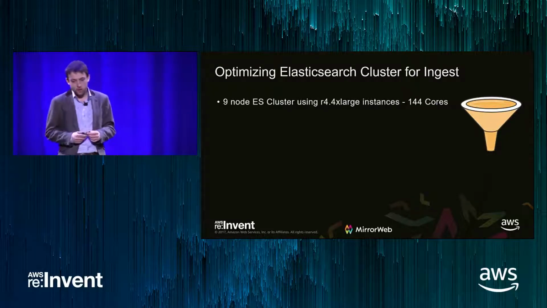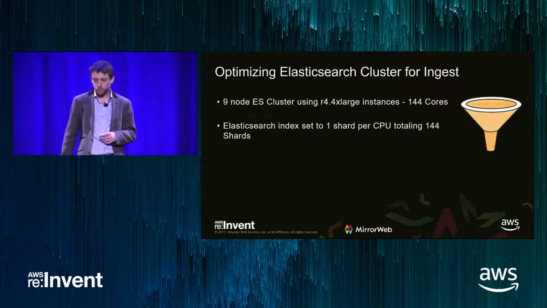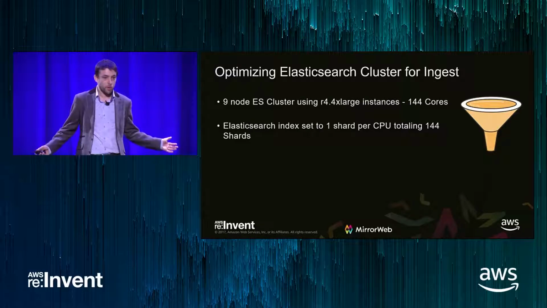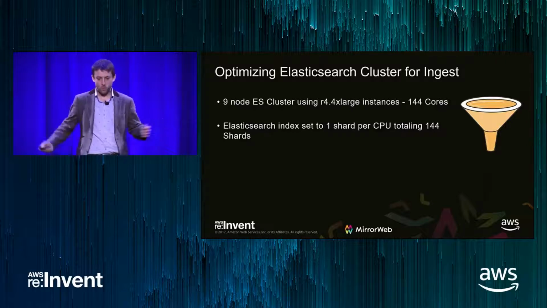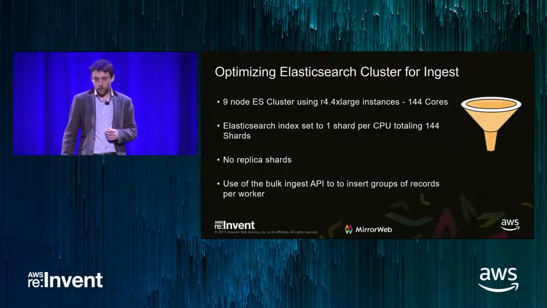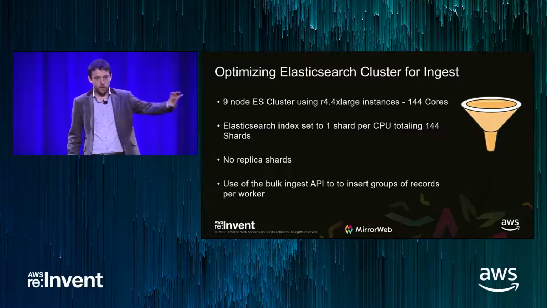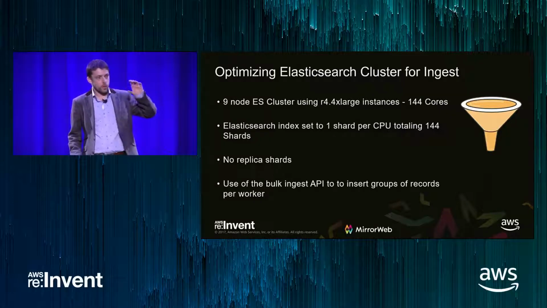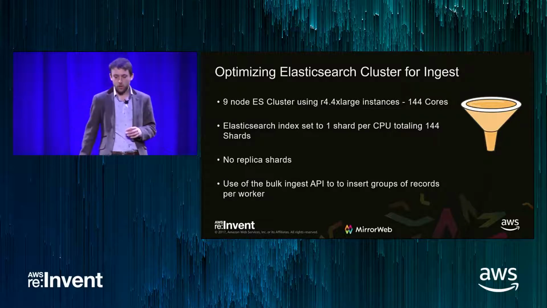I ran a 9-node ES cluster with R4 4x large instances, giving us 144 cores across the cluster. I set the sharding to be 1 shard per CPU. To be honest, it was a bit of a guess, and it worked. But the first few times, we took it out when we had fewer shards. I had no replica shards for the ingest because that slows things down. And then we used the bulk ingest API of Elasticsearch to chunk the data in. I think we chunked it into 2 meg chunks. So once the extract workers got up to 2 megs, we pushed that into Elasticsearch.